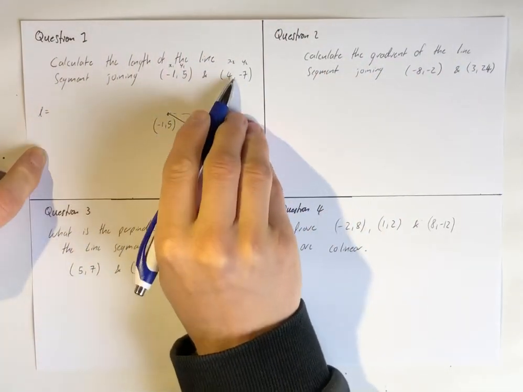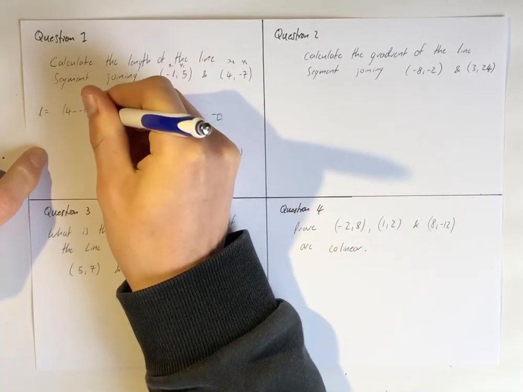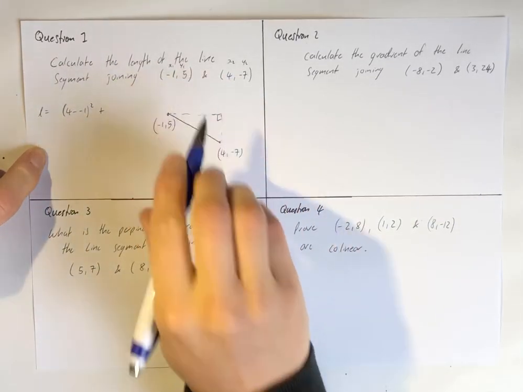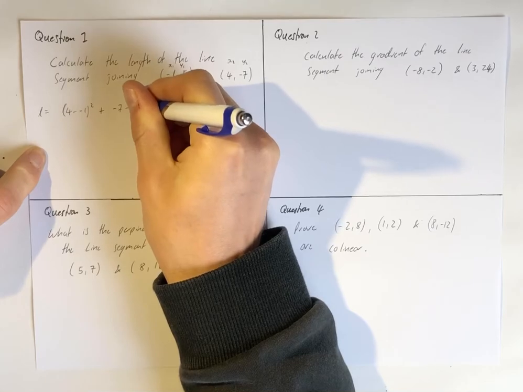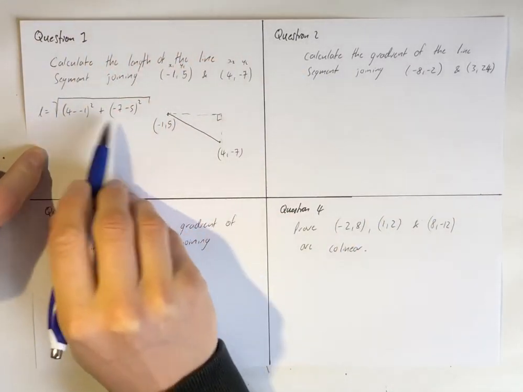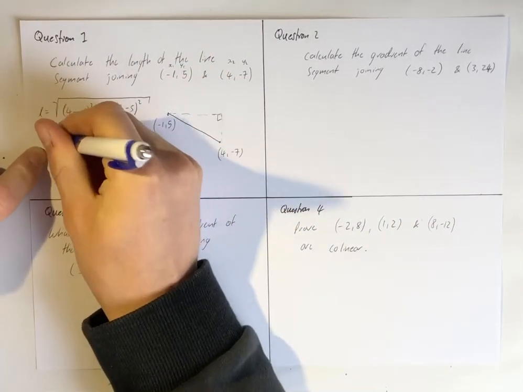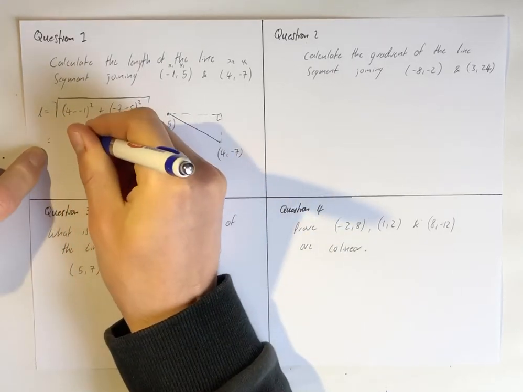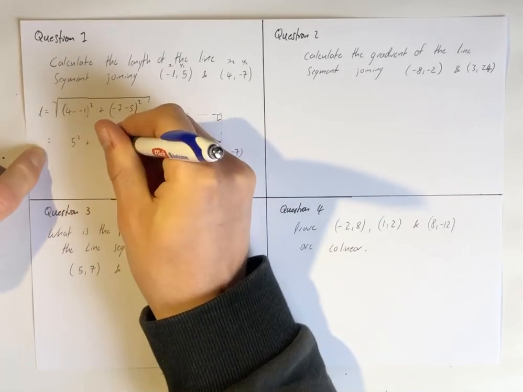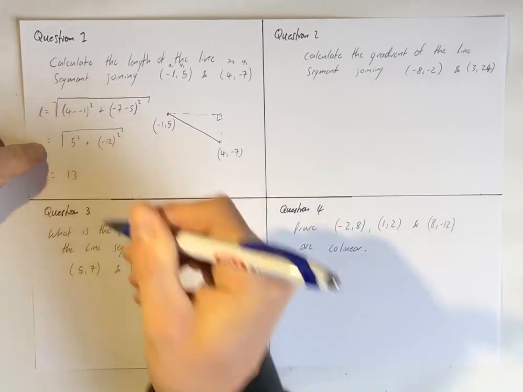So it's going to be x2 minus x1. 4 take away -1. We square that, plus y2 minus y1, so -7 take away 5, all squared, and then we square root that. So it's just a more abstract way of looking at Pythagoras' theorem. So here we get 4 plus 1 is 5 squared, plus -7 take away 5 is -12 squared, and that is all square rooted. So it should give us 13.